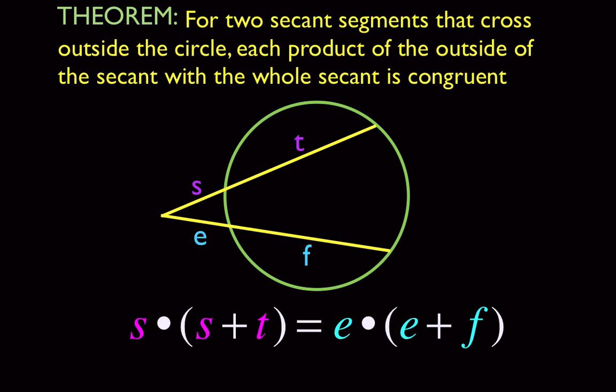So it's kind of a hard one to remember because you're going to want to do E times F and S times T, because that's the rule for the inside. It's not the same though. You have to take your time. You have to remember the rules are different. And you have to remember that we're looking at this whole entire segment this time.